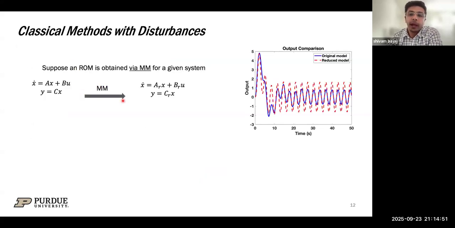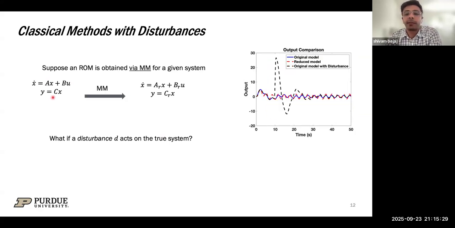Now, I want to motivate my talk by giving one example of how these classical methods perform when some disturbance acts on the true system. Suppose a reduced order model is obtained via moment matching. Remember, moment matching is a classical method that exists out there. So I have a linear system characterized by matrices A, B, C. I apply moment matching and I obtain a reduced model AR, BR, CR. On the right, I'm plotting the performance of the true system and the reduced system, and the performance is decent. It's a nice performance. But what if a disturbance D acts on the true system?